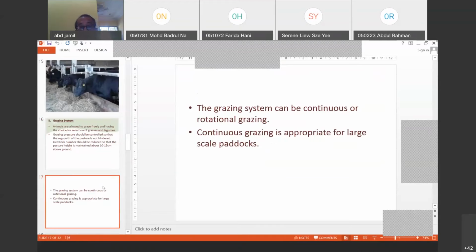So this is the type of grazing that you have. It can be continuous or rotational. One is continuous, the other is rotational. Okay.